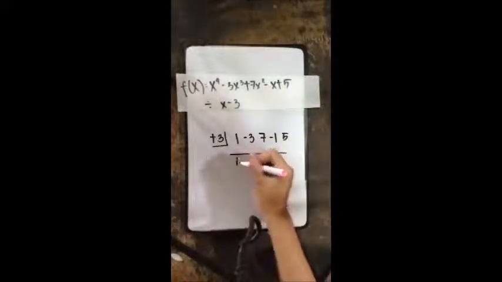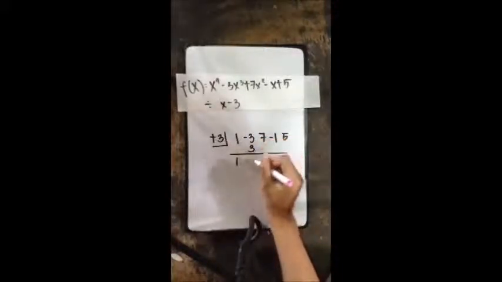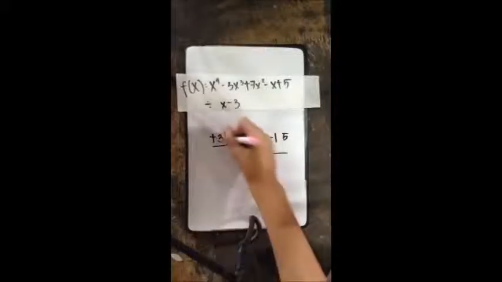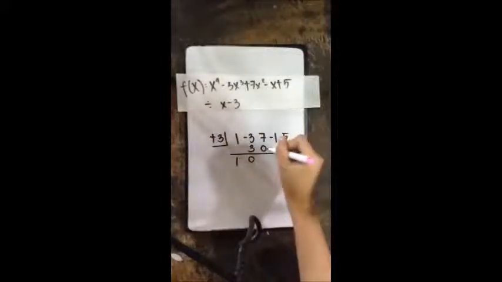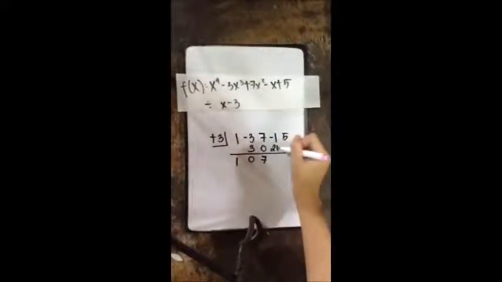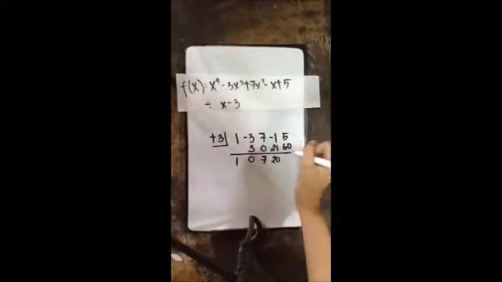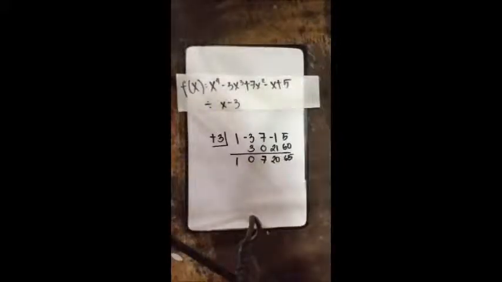Bring down 1. 1 times 3 is equal to 3. Negative 3 plus 3 equals 0. 0 times 3 equals 0. 7 plus 0 is equal to 7. 7 times 3 is equal to 21. Negative 1 plus 21 is equal to 20. 20 times 3 is equal to 60. And 60 plus 5 is equal to 65. The remainder of x to the fourth minus 3x cubed plus 7x squared minus x plus 5 divided by x minus 3 is 65.